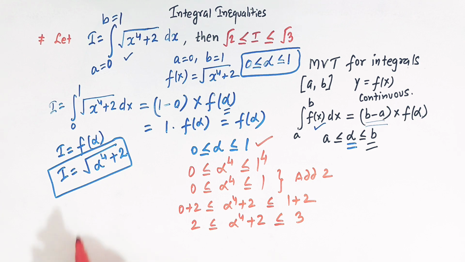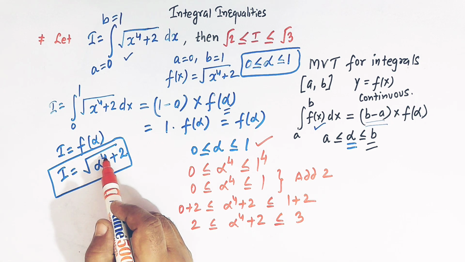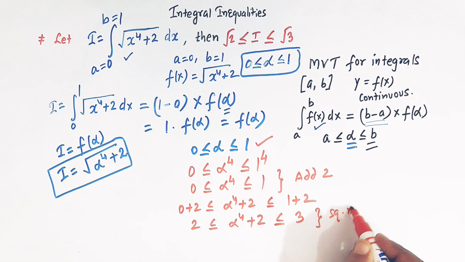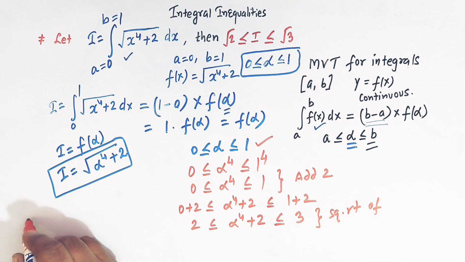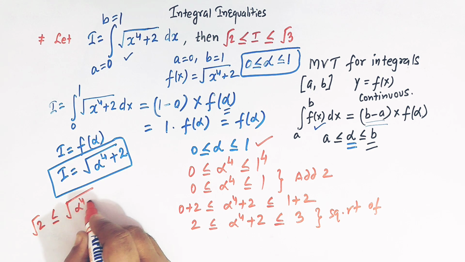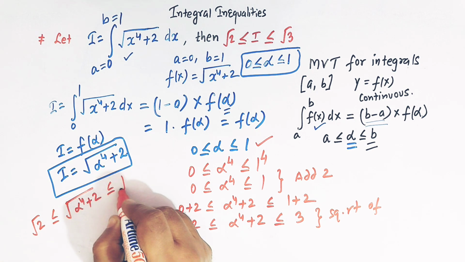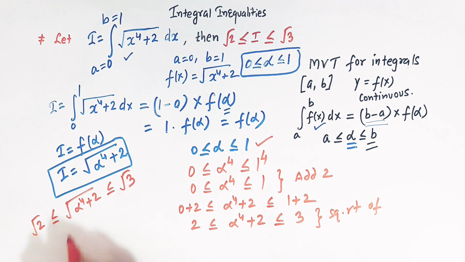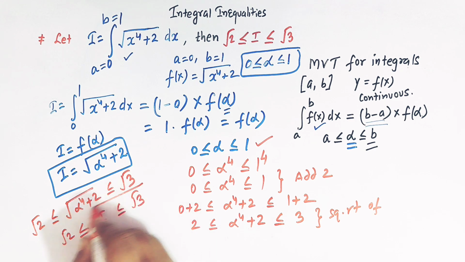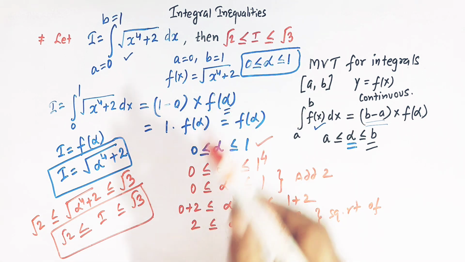Now, here we have square root of alpha raised to 4 plus 2. So let us take the square root of all these three numbers. So we have square root of 2, square root of alpha raised to 4 plus 2, and here we have square root of 3. Now square root of alpha raised to 4 plus 2 is I. So we have square root of 2 less than or equal to I less than or equal to square root of 3, and this is our desired inequality.